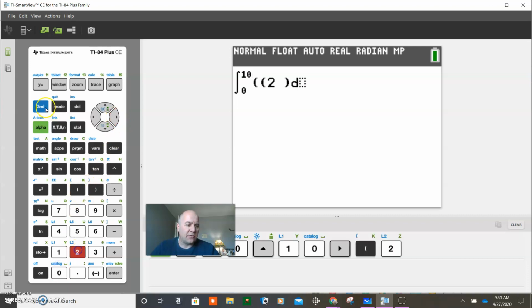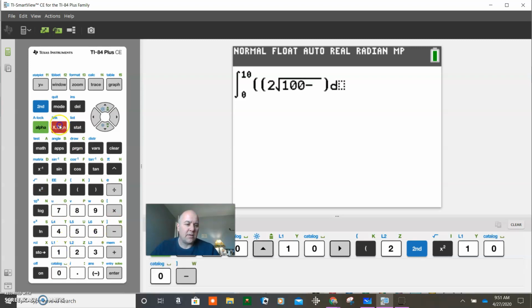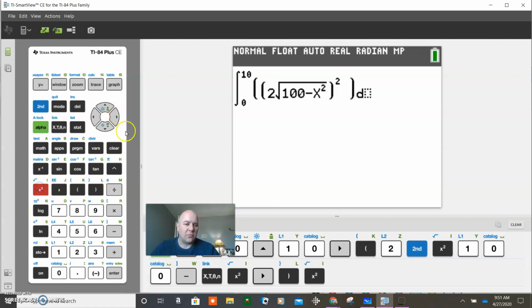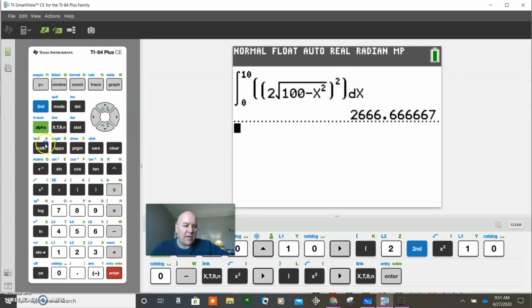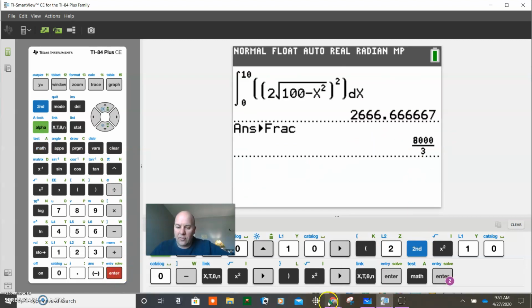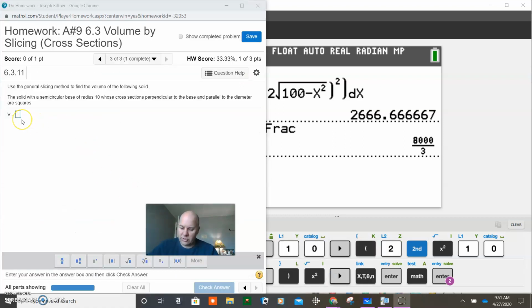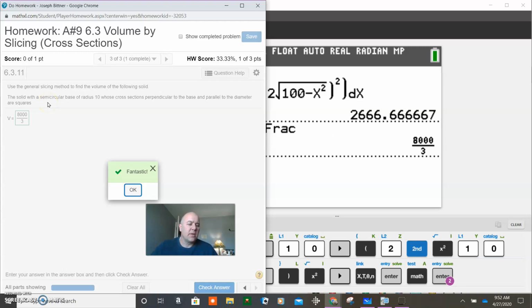Make sure you put parentheses, 2 times the square root of 100 minus x squared. But this whole quantity is being squared because we're having cross sections of squares. I know it's with respect to y, but the calculator doesn't know any difference here. And once I solve that, I got to turn it into an exact answer, as you guys should know, 8,000 over 3. So let me go to my solution here. Let me highlight that. 8,000 over 3. And then there's my solution.